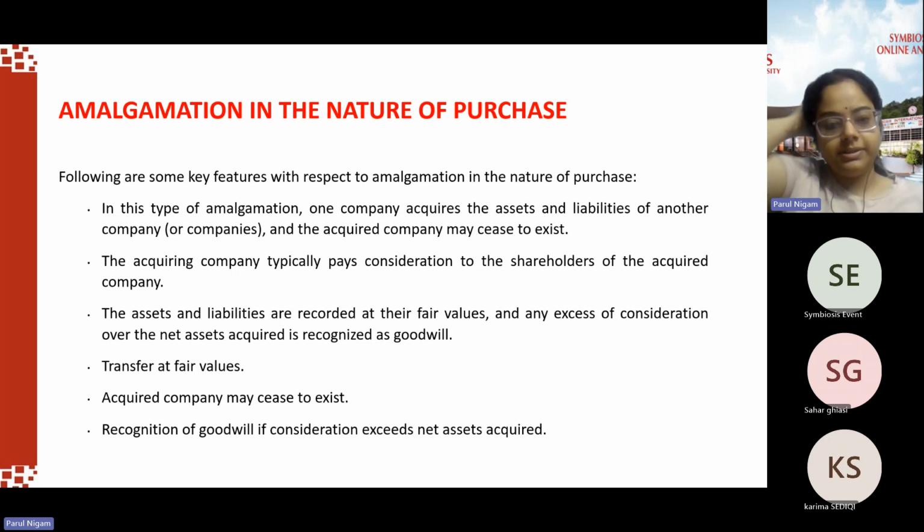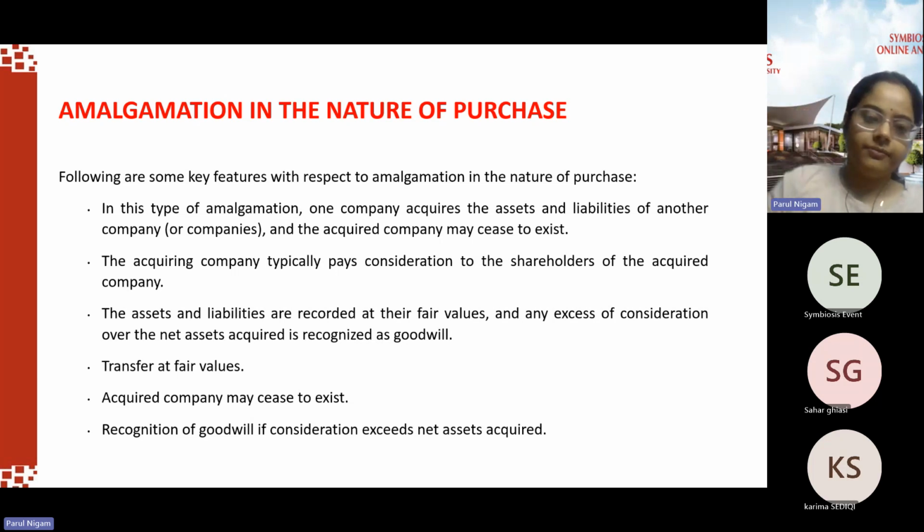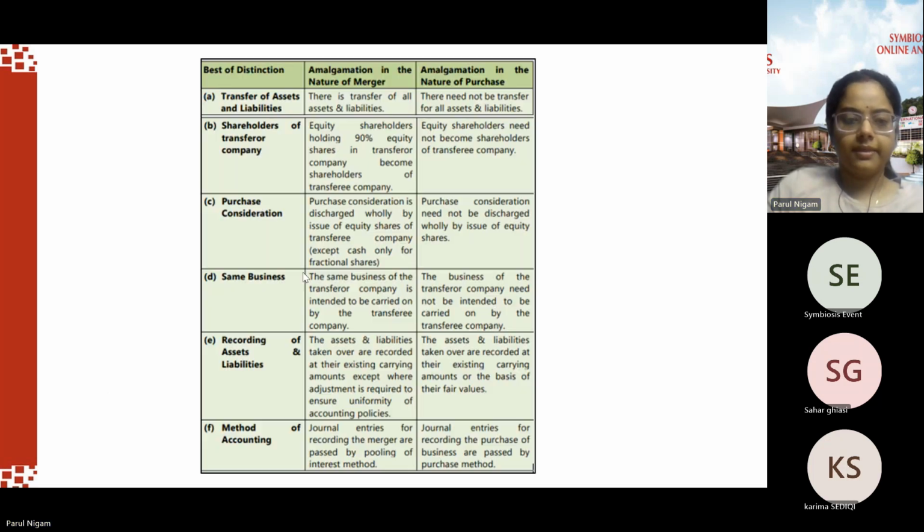The assets and liabilities are recorded at fair values, and any excess of consideration over the net assets acquired is recognized as goodwill. So transfer at fair values, then the acquired company may cease to exist. Then recognition of goodwill if consideration exceeds net assets acquired. These are basically the differences. This chart for differences is going to be very helpful when you are preparing for the examination.